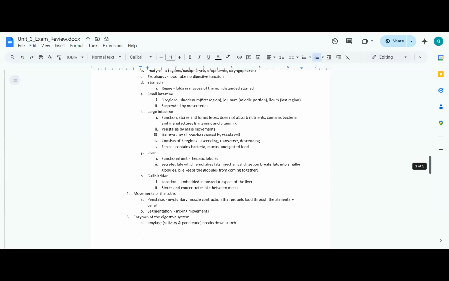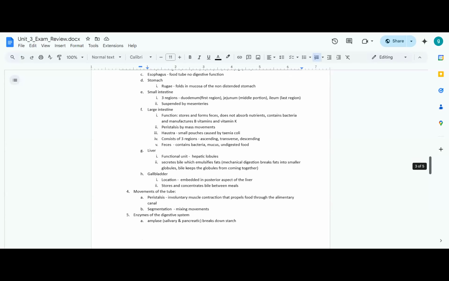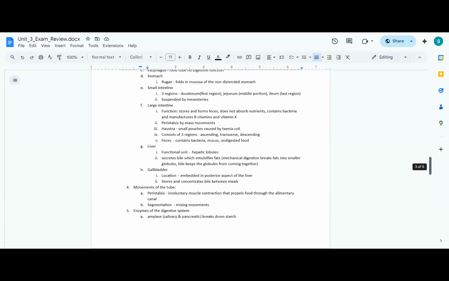Esophagus, food tube, doesn't have any digestive function other than connecting your mouth to your stomach. Your rugae, these are the folds in your stomach, allow it to expand when you eat. The small intestine has three regions: the duodenum, the jejunum, which does most of your digestion and absorption of nutrients, and then the ileum, which then leads to the cecum. Remember, the mesenteries keep your small intestine suspended from your posterior body wall.